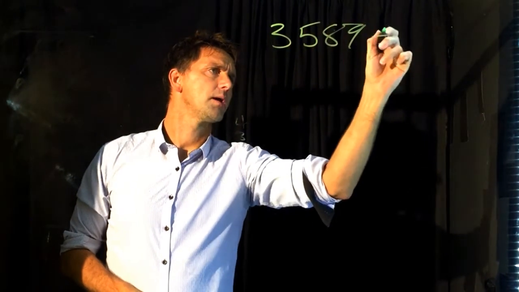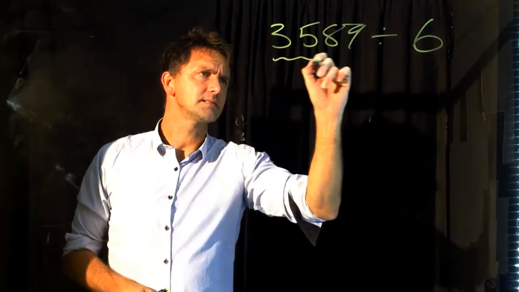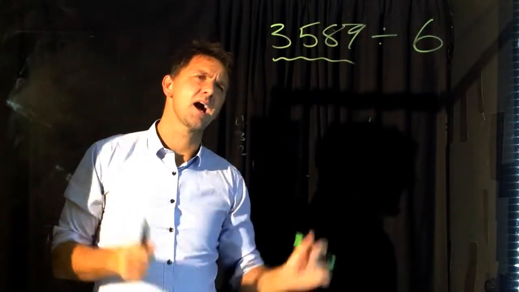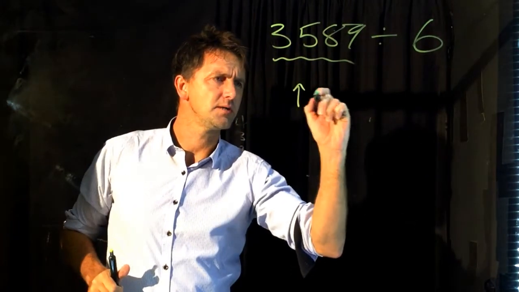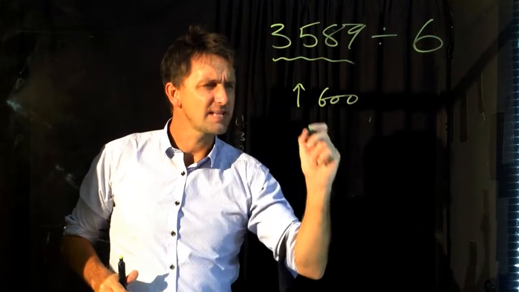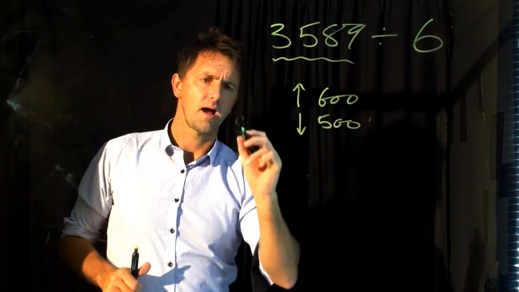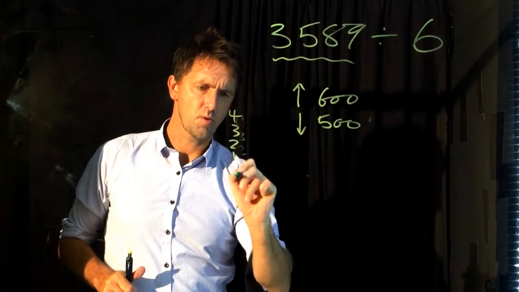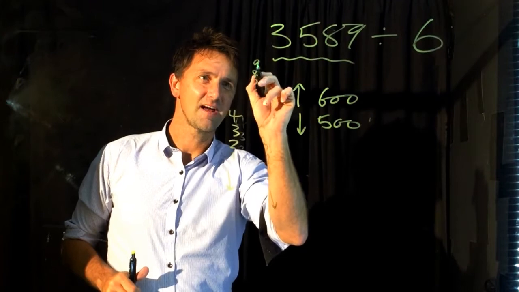Hey, what about this one? 3,589 divided by 6. Right? This number here is going to be rounded off to the nearest 100. Does 589 go up to 600, or is it going to go down to 500? Remember, 4, 3, 2, 1 goes down. 5, 6, 7, 8, 9 goes up.